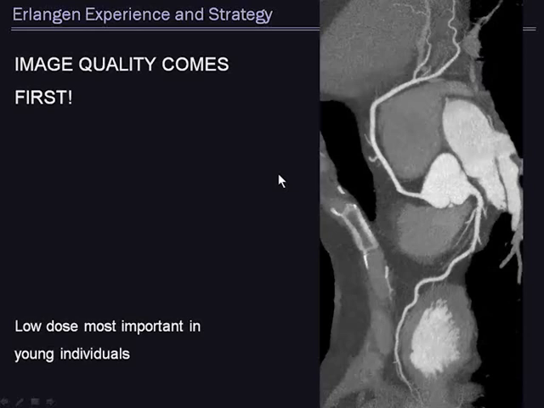I would like to finish, though, by making a very important point. We have many options to lower the dose in coronary CT angiography, but we should not compromise image quality for dose. Image quality comes first. Good image quality is the most important aspect, because bad image quality can lead to unnecessary downstream testing, which is probably worse than giving some radiation to the patient to get good images in the first place. Low dose acquisitions are most important for younger individuals, and that's where you should really focus on getting the dose low. But always remember to not sacrifice, not compromise image quality.